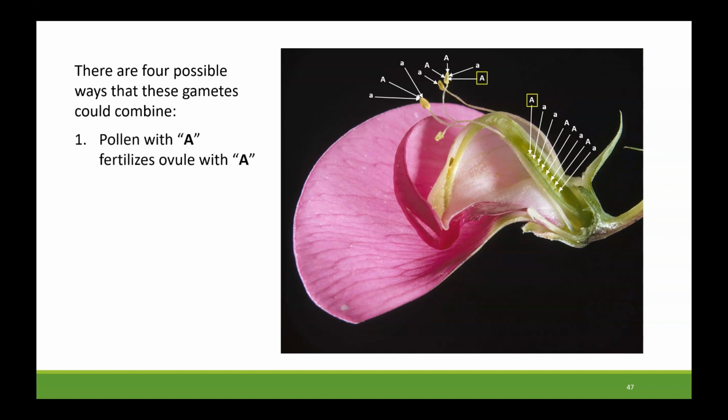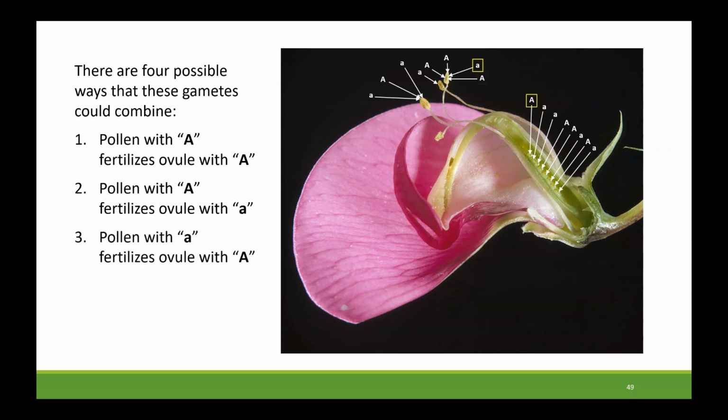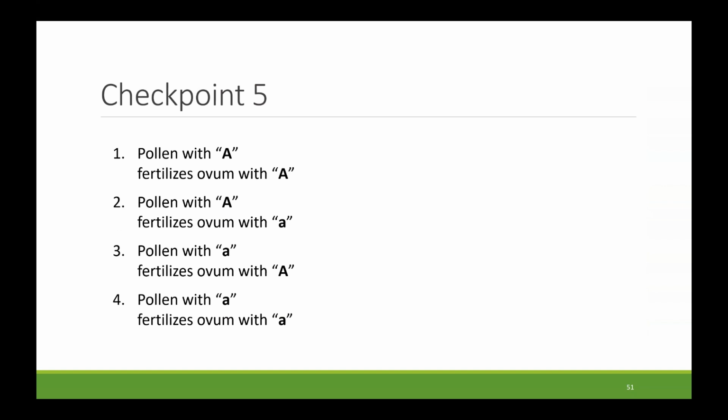First, a pollen that contains the dominant allele, capital A, could bump into an ovule that also contains the dominant allele, capital A. You can see in the image on the right, I put a yellow box around an example of one of each of these. Second, a pollen containing the dominant allele could fertilize an ovule containing the recessive allele. Third, a pollen containing the recessive allele could fertilize an ovule containing the dominant allele. And then lastly, a pollen containing the recessive allele could fertilize an ovule that also contains the recessive allele.